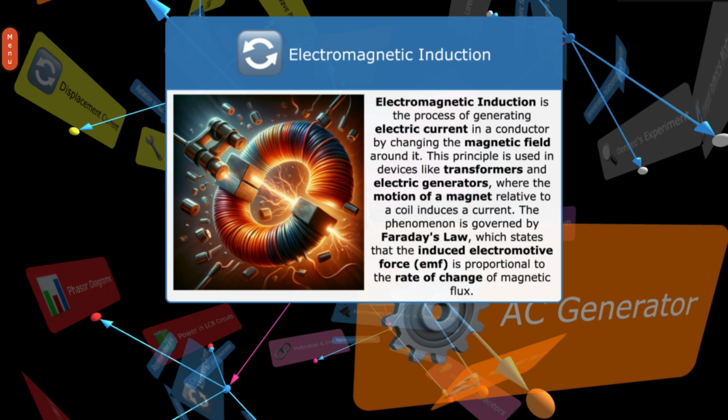Electromagnetic induction is the process of generating electric current in a conductor by changing the magnetic field around it. This principle is used in devices like transformers and electric generators, where the motion of a magnet relative to a coil induces a current. The phenomenon is governed by Faraday's law, which states that the induced electromotive force, EMF, is proportional to the rate of change of magnetic flux.